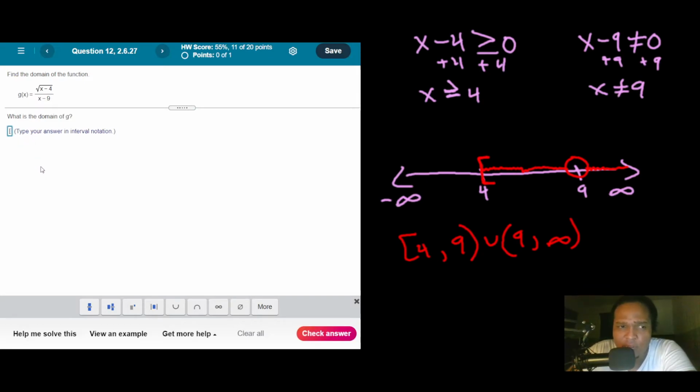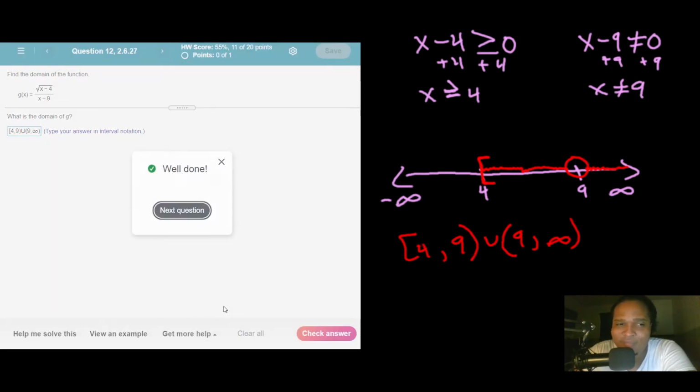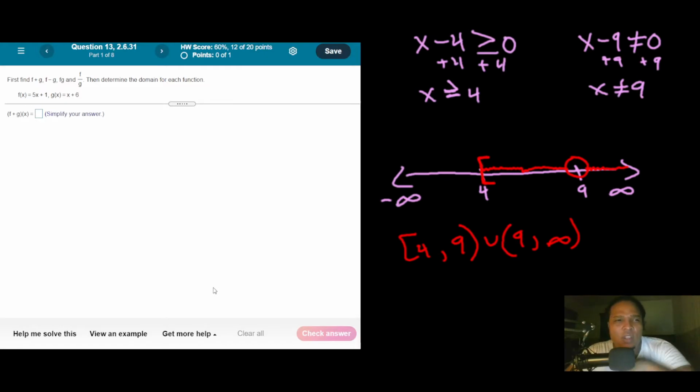Yeah, let's put a bracket here. So 4 to 9. And then union with 9 all the way to infinity. Well done. Okay, now we're done with the domain stuff, it seems like, for now.